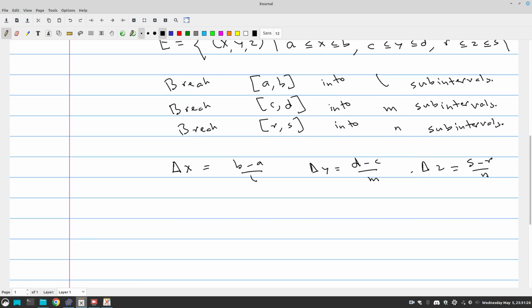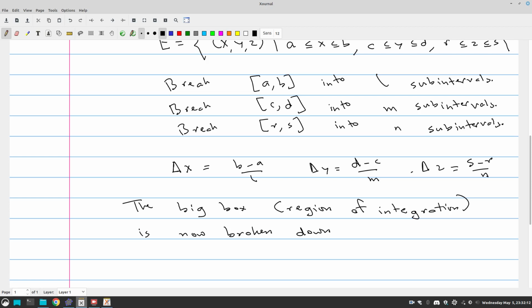So the fact that we've broken down each of x, y, and z into so many subintervals tells us that our big box, the big box region of integration, is now broken down into LMN sub-boxes.